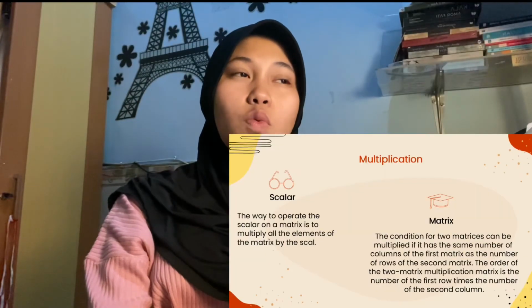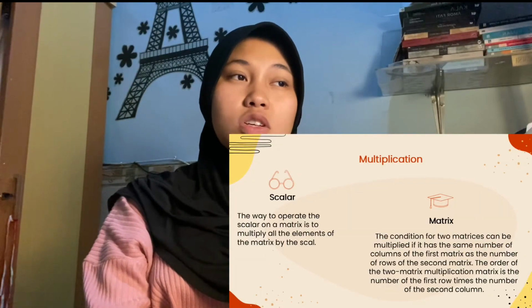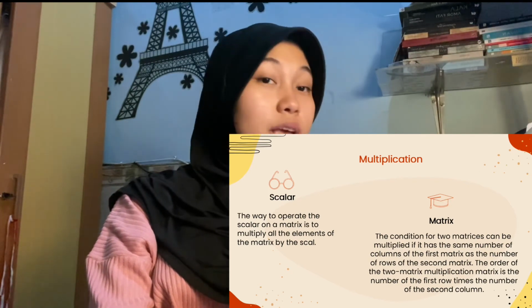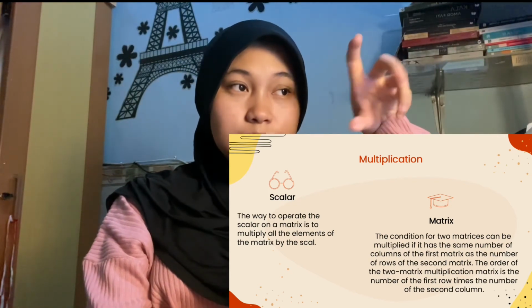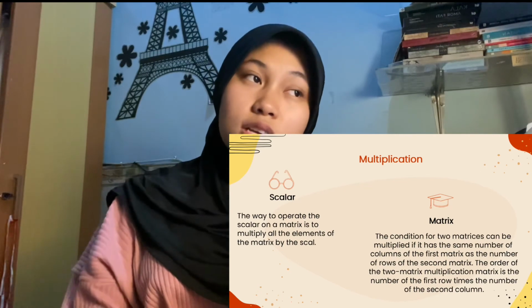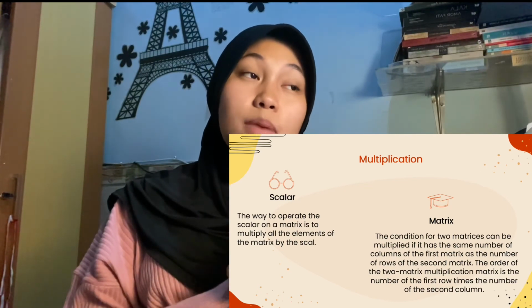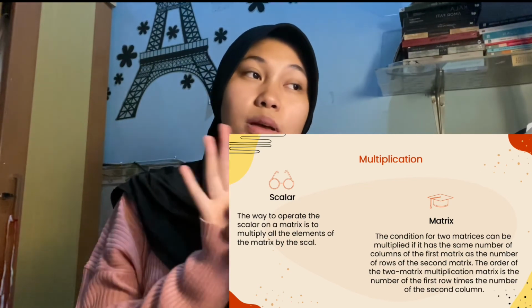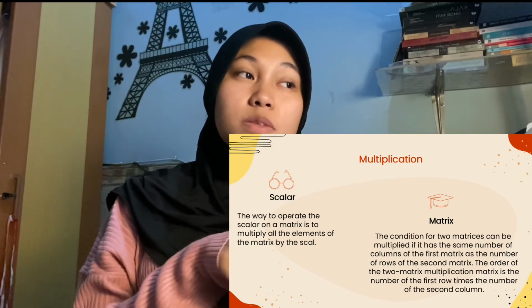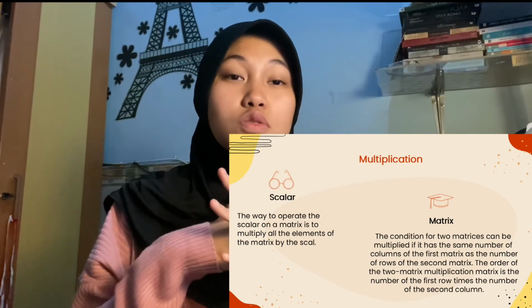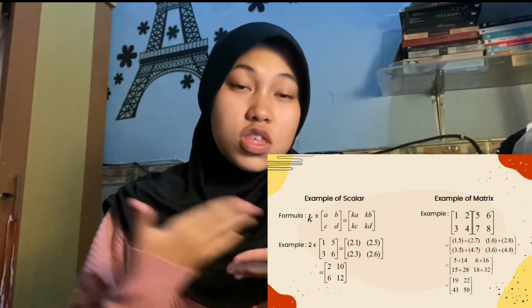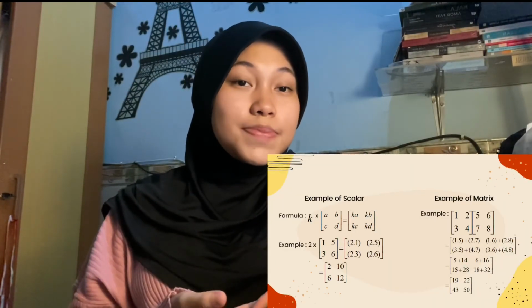And the last one, we're going to talk about multiplication. There are scalar and matrix. The way to operate a scalar on a matrix is to multiply all the elements by the scalar. And then the condition for two matrices to be multiplied is that the number of columns of the first matrix is the same as the number of rows of the second matrix. Here's the example question and also the answer.